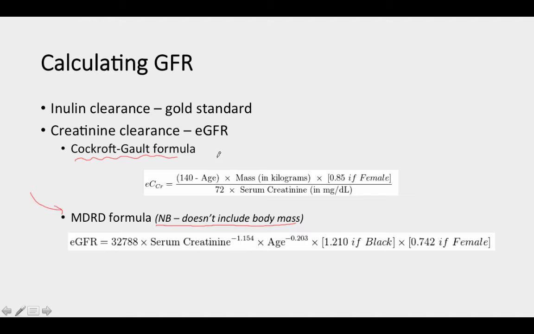The other formula that you can use is slightly better. It's called the Cockcroft-Gault formula. And this actually does take the patient's body weight into account. So it's slightly better than the MDRD formula, but it relies on you weighing all the patients in your hospital. And that's why I think we don't use it in our hospital.